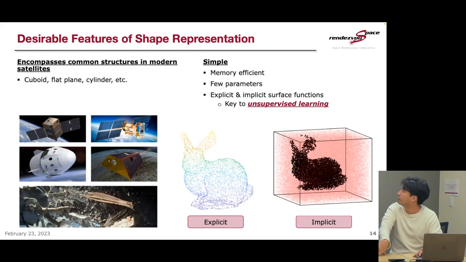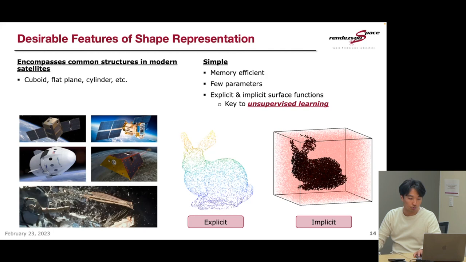And the last thing is that if we are going with this sort of parametric family of shapes, then we need a way of identifying explicit and implicit surface functions. Explicit surface function means that if you have some implicit representation of the target, you can convert that information into explicit point clouds of the target, like you see on the left. Implicit surface function means that if you're given any point in 3D space, can you identify if this point lies inside the surface that describes this model, or is it outside?